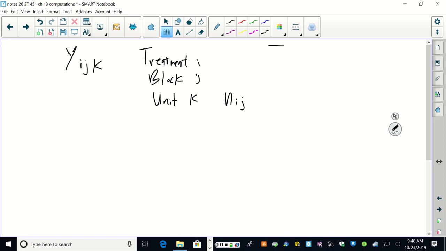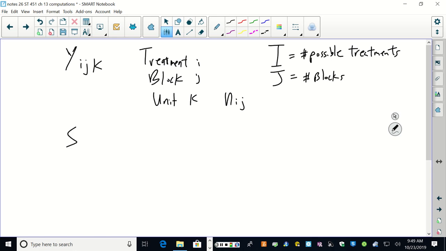We're going to let I equal the number of treatments in the experiment, and then J the number of blocks. Other people would use different letters for that. I like to make it as simple as possible, so I'll keep capital I and capital J to keep track of things.